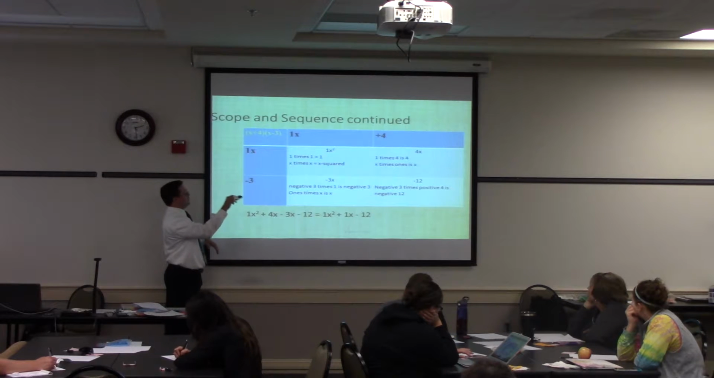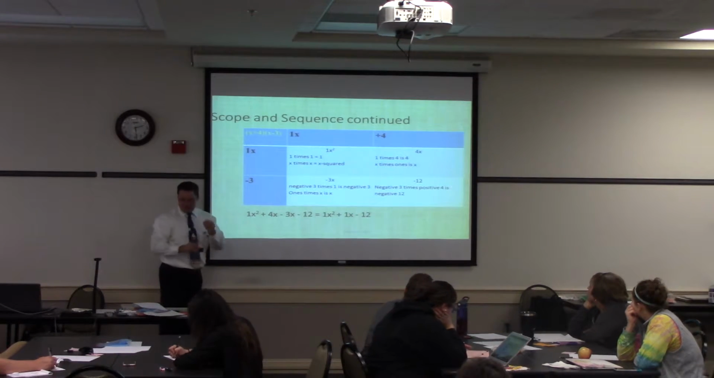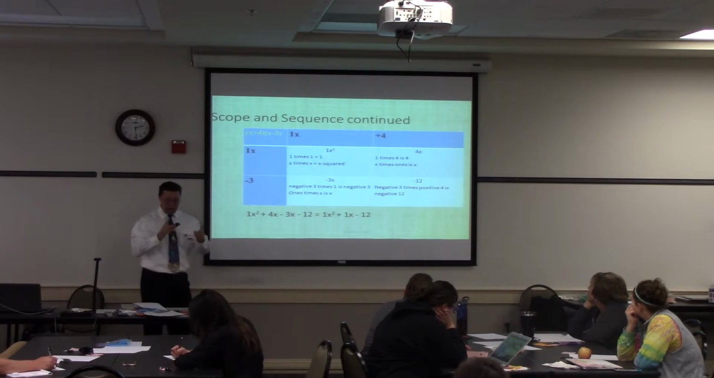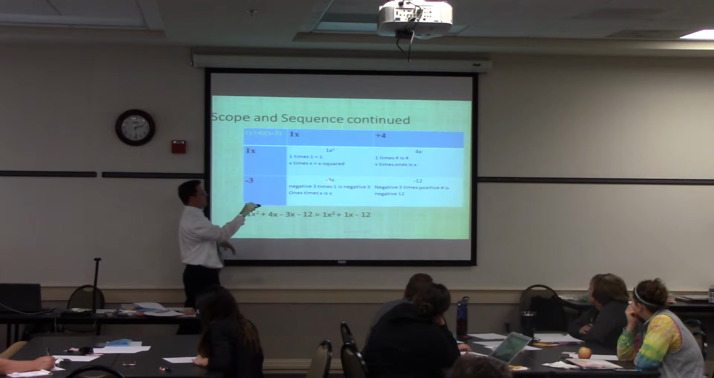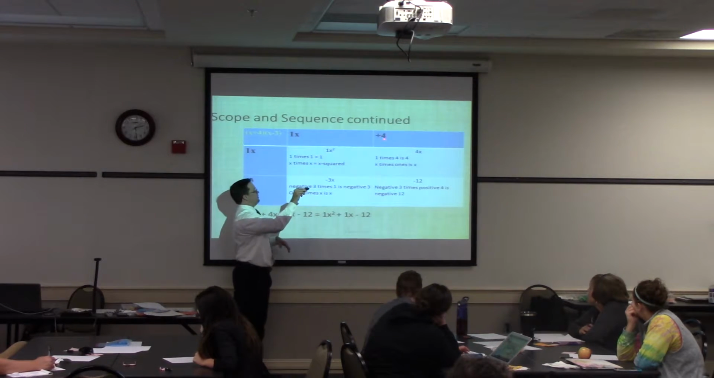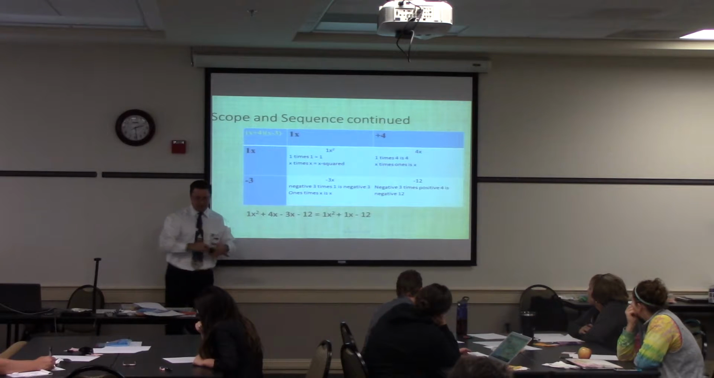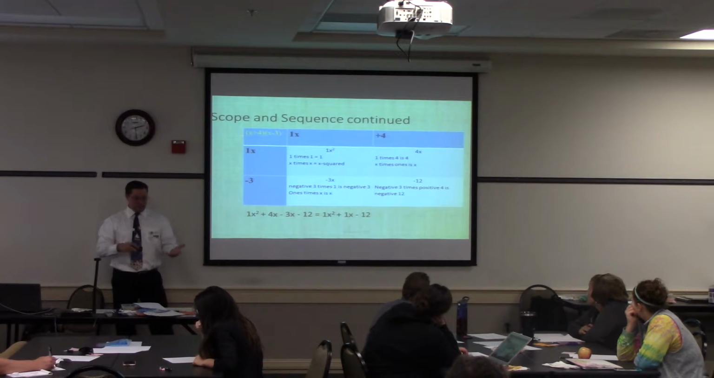4 times 1x. 4 times 1 is 4. The answer is in x. Or 1 times x is x, right? You decide where your language goes. 1x times negative 3. 1 times negative 3 is negative 3. The answer is in x. And 4 ones times negative 3 ones. 4 times negative 3 is negative 12. The answer is in ones.